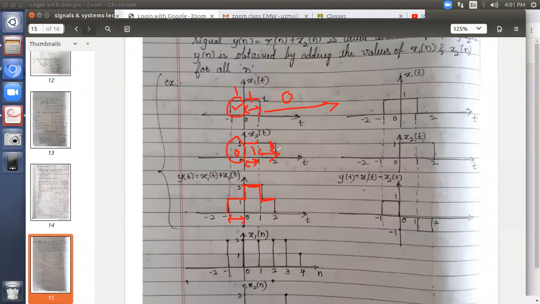And after this, if you observe, here anyhow you will get 0, first signal. Second signal is also 0 after 2. 0 plus 0, 0, nothing. So don't stop here. Take it down and stop it. Complete the signal. So this is how we add two signals.